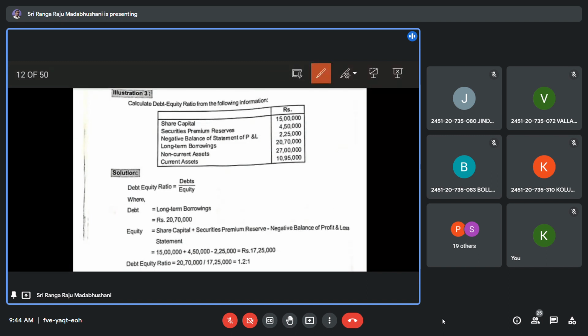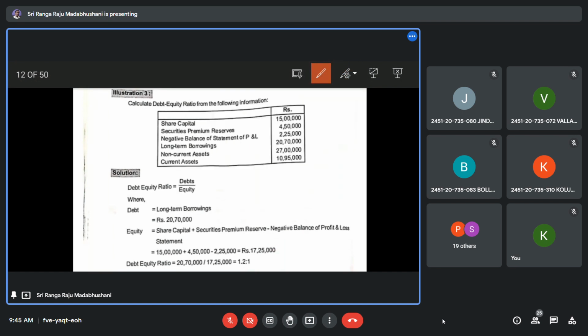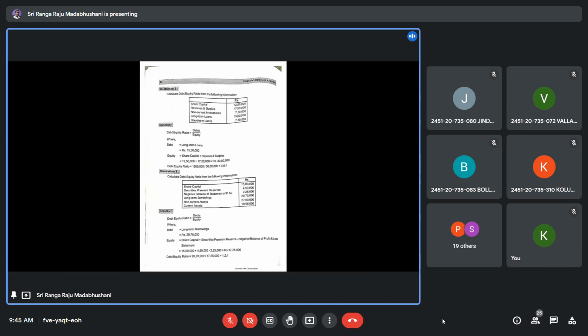So the sum of the owner's fund is 17 lakhs 25,000. So loan is 20 lakhs 70,000 and owner's fund is 17,25,000. So 1.2 is to 1. Up to 50% more is acceptable. So the financial position of the firm is not so good. It's okay. So up to this we did, I think. Yes, this one also I explained in the last class.